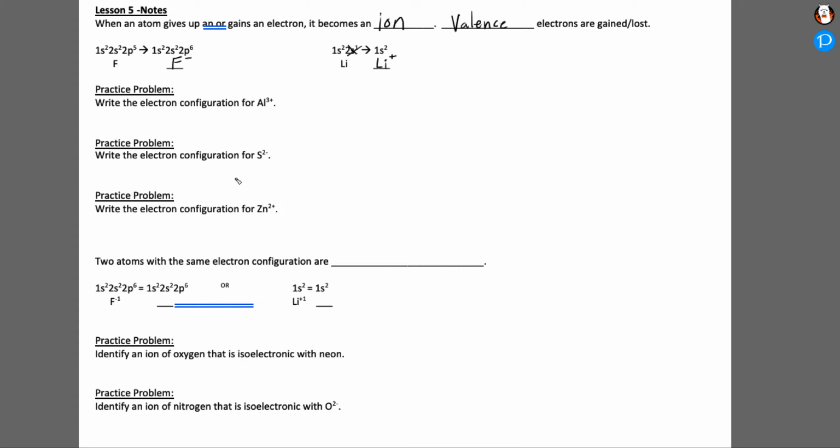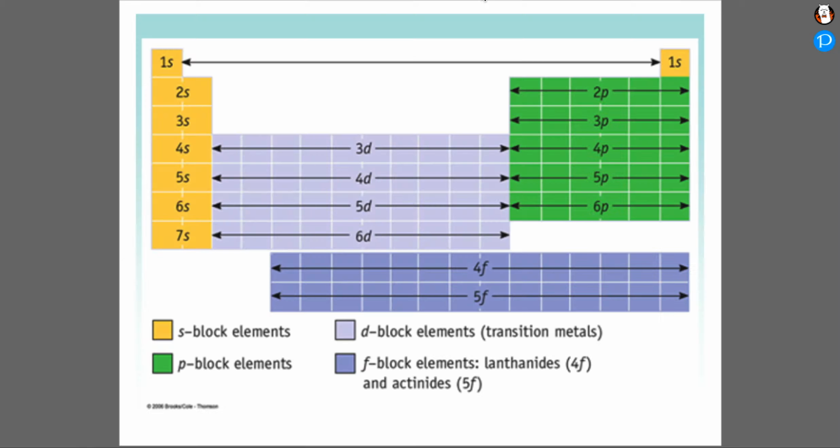For the electron configurations, let's take a look at aluminum 3 plus, meaning since it's a positive charge, it has lost 3 electrons. So we're going to write the electron configuration for aluminum minus these 3 electrons. Remember, when we're writing these electron configurations, we're using the periodic table to do that. Aluminum would be right here on the periodic table. So following that along, it would be 1s2, 2s2, 2p6, 3s2, and then 3p1.